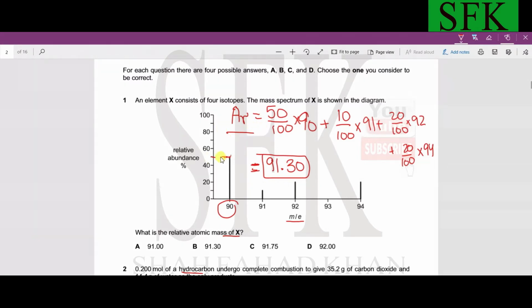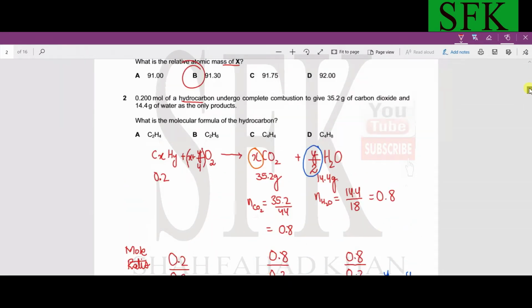The abundance corresponding to the first isotope is 50%. So 50 upon 100 gets multiplied with 90. Then we'll add it to the next one, which corresponds to 10%. Do the same for that one, and then for the next one, which corresponds to 20, and the last one is also 20. So do the same thing and you'll get 91.3. The correct answer is B. Now let's move on to the next part.